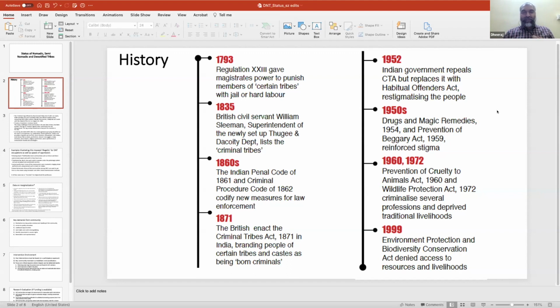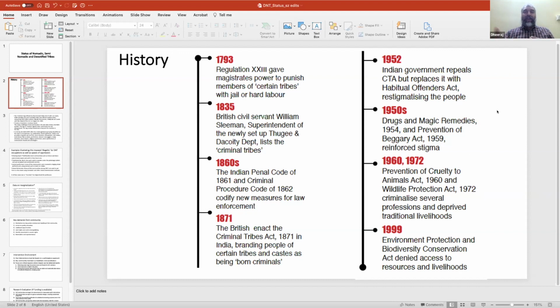In 1871, the British government enacted something called the Criminal Tribes Act, and it branded certain tribes as, quote unquote, born criminals, to put this in perspective. And later on, post-independence in 1952, it was repealed. But again, the Habitual Offenders Act came into existence. And again, in a way, it re-stigmatized the very people who were listed earlier in the Criminal Tribes Act.